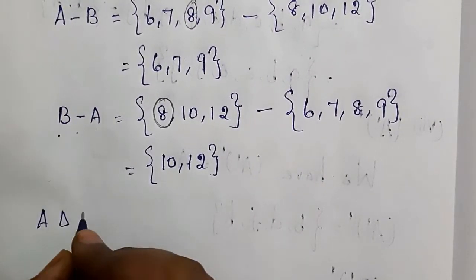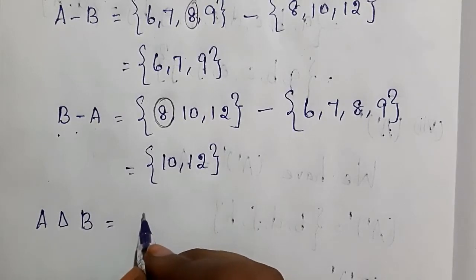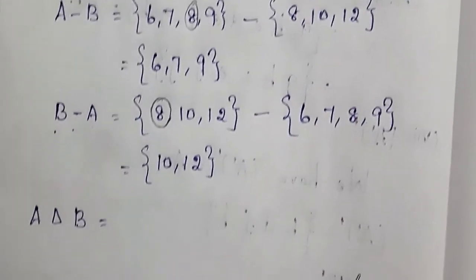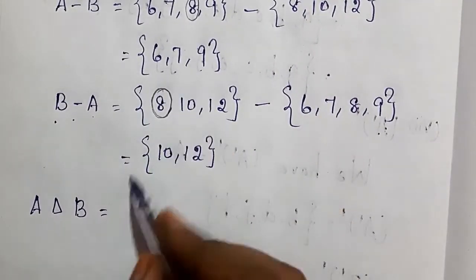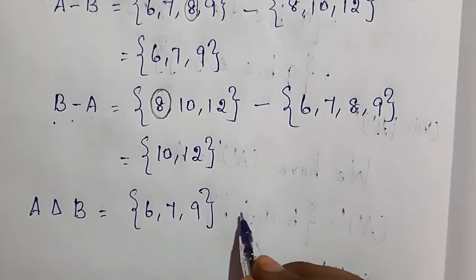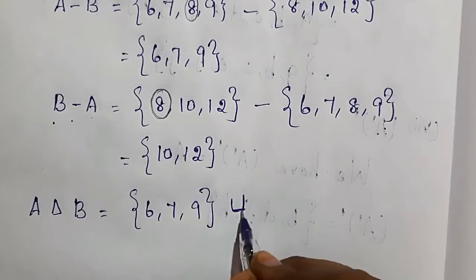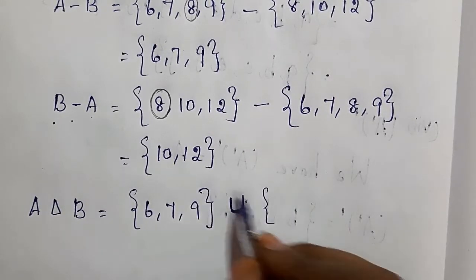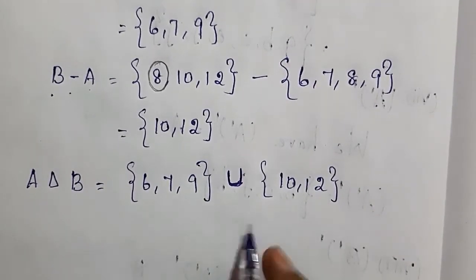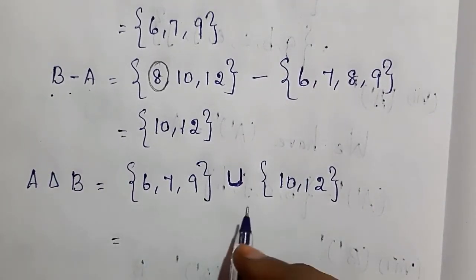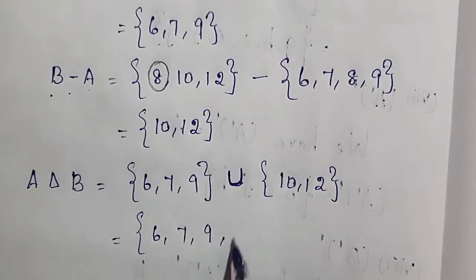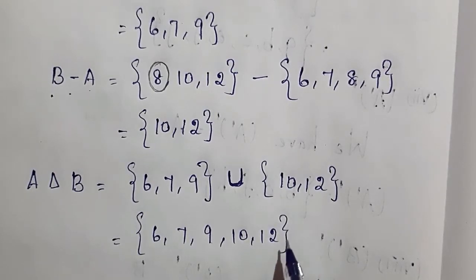A symmetric difference B equal to A minus B union B minus A. First we write A minus B, it is 6, 7, 9. Then union 10 and 12. Okay, just do the union. Union means you should write all the elements from both sets. So 6, 7, 9, then 10 and 12. Okay, this is your answer.